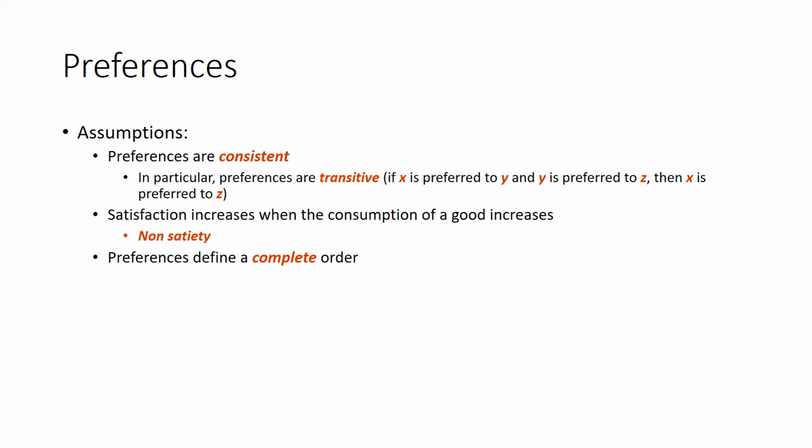The third assumption we're going to make is that preferences define what we're going to call a complete order. A complete order means that we can compare and we can rank any couple of baskets of goods. So if we have two different baskets of goods, we can say that basket 1 is preferred over basket 2, or basket 2 is preferred over basket 1. We can also say that the consumer is indifferent between basket 1 and basket 2.